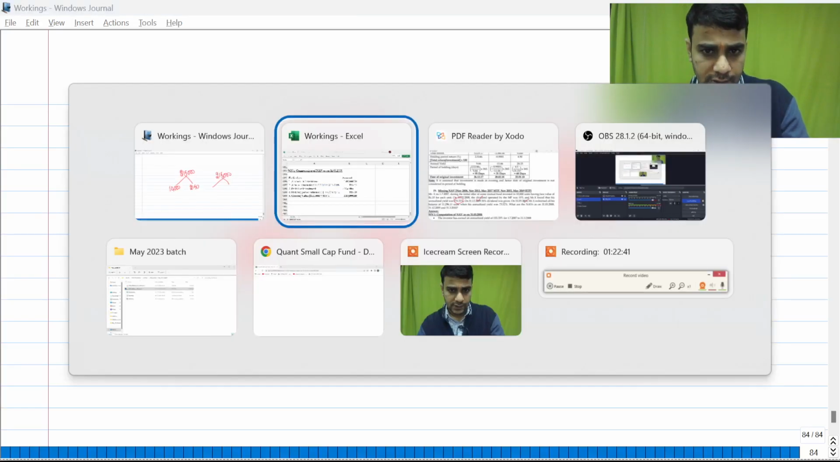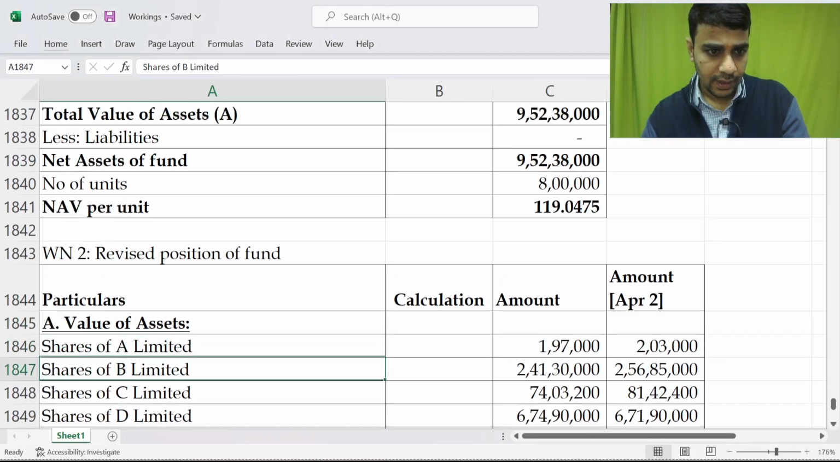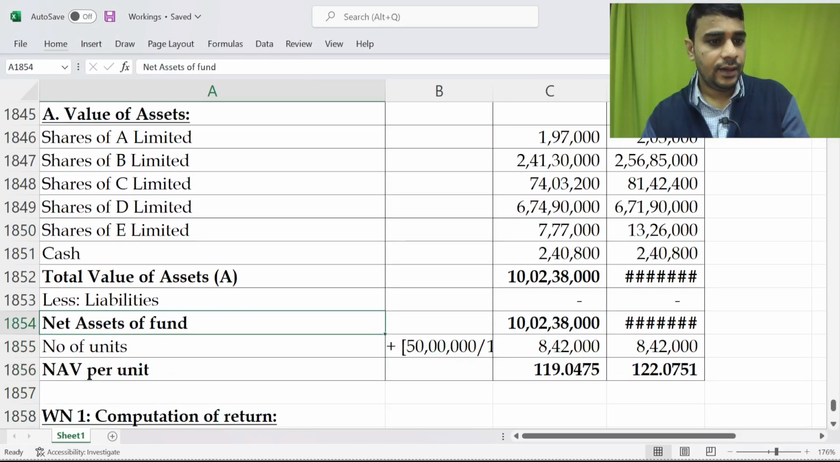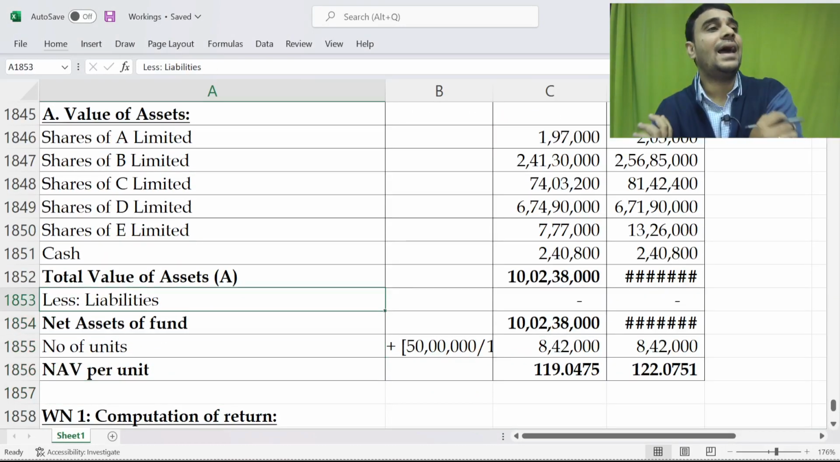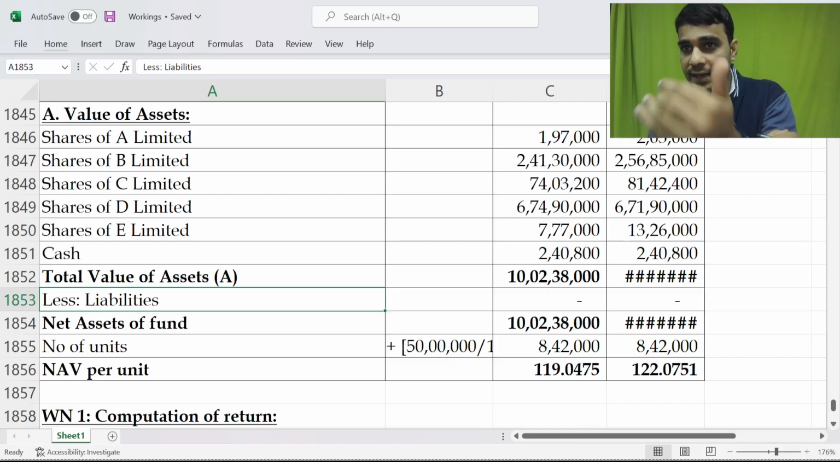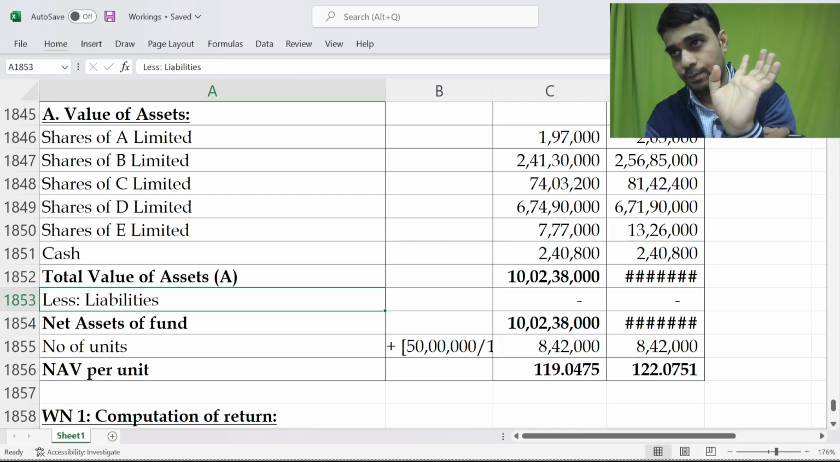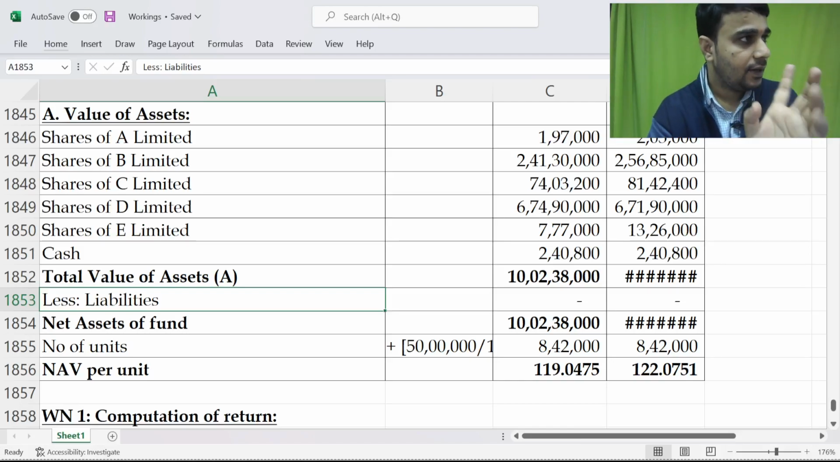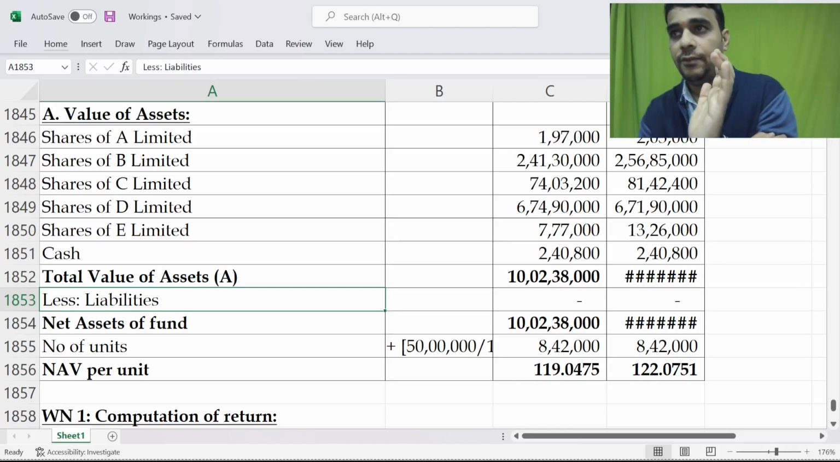Now, why does it fall? In the liabilities, the moment you declare dividend, a liability will arise called dividend payable. So NAV will fall. Assume I declare and pay it immediately. Cash will come down. Either the asset will come down or the liability will go up. Net asset value of the fund will go down once the dividend is declared.